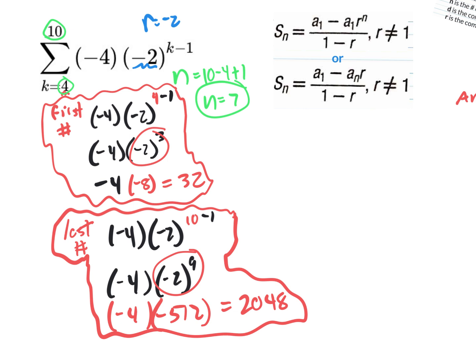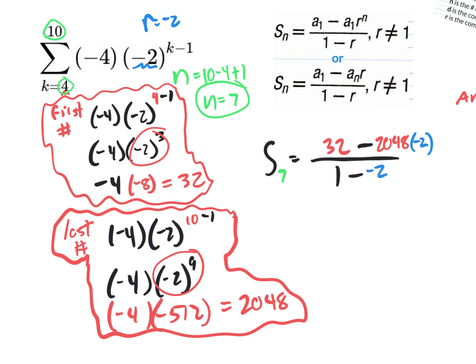So the bottom one reads, the summation of how many numbers are we talking about? We just found out it was 7. Okay, so the summation of those 7 numbers that we don't know is going to be equal to a sub 1, which happens to be 32, and then minus the last number, 2048. And you still have to multiply it by the common ratio r, which happens to be a -2. And this is all still over 1 minus that common ratio, which is a -2.